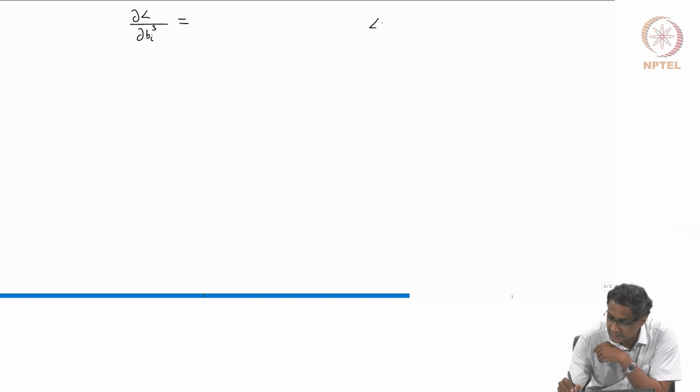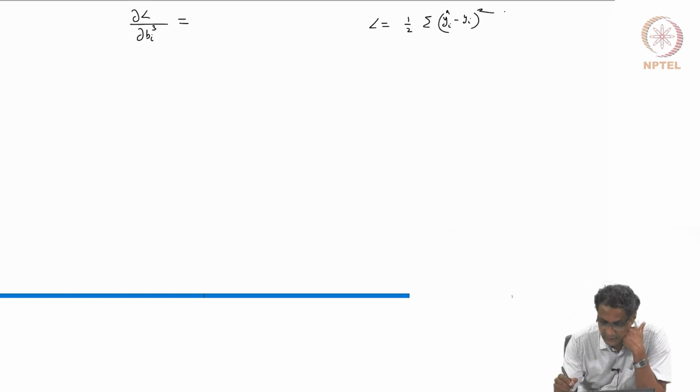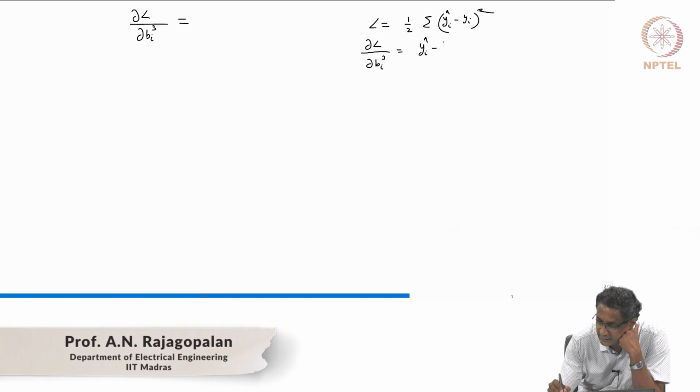Let's go and look at what your L was. Can somebody tell me what it was? L was 1 by 2 summation (yi hat minus yi) square, this is what you had. And therefore what will happen? If you do ∂L by ∂BI3, the 2 will cancel off, you will get yi hat minus yi, and then you will get ∂yi hat by ∂BI3.